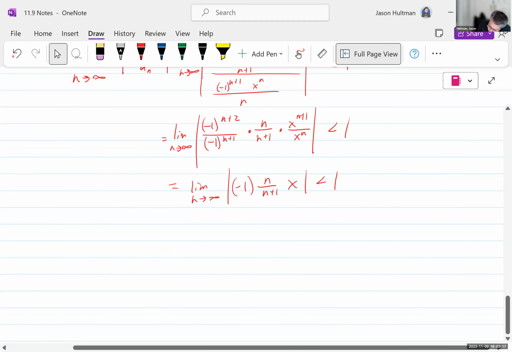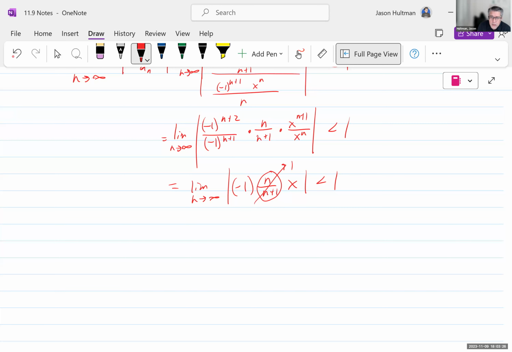Now, what is the limit as n goes to infinity of n over n plus 1? This thing here goes to 1. You can use L'Hopital's rule on that if you want. It just becomes 1 over 1. Okay, and so we have the absolute value of negative x is less than 1. Well, the absolute value of negative x is the same as the absolute value of x. We could break off a negative 1 if we really want to, but that just becomes 1, so basically it goes away.